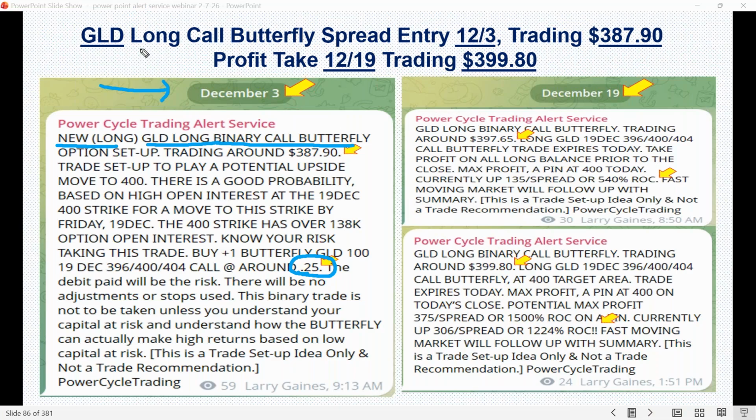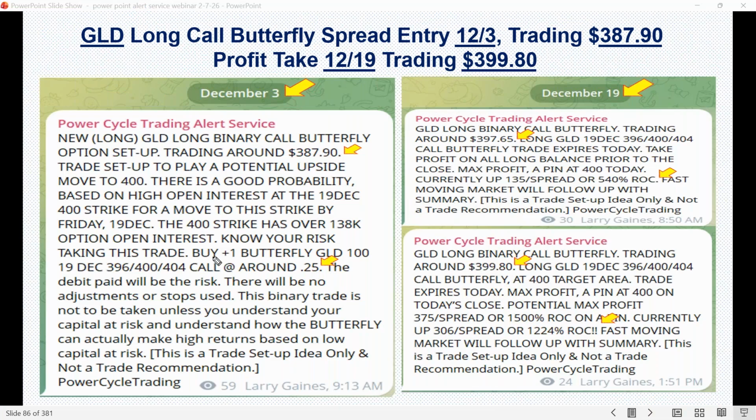So very low risk. So we're going to put $25 at risk, either lose it or make a huge win. So you can see here, GLD was trading here at 387.90. And I said here, trade set up to play a potential upside move to $400. There's a good probability based on the high open interest at the 19 December 400 strike for a move to the strike by Friday, the expiration date of the 19th of December. The 400 strike had over at that time 138,000 option open interest. So say, know your risk, understand the risk you're taking.